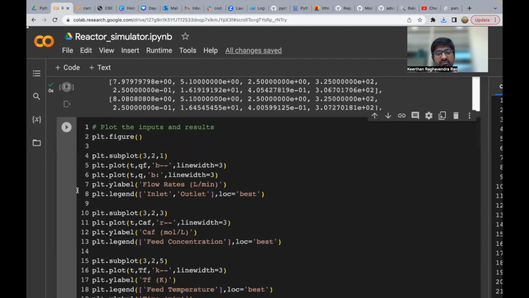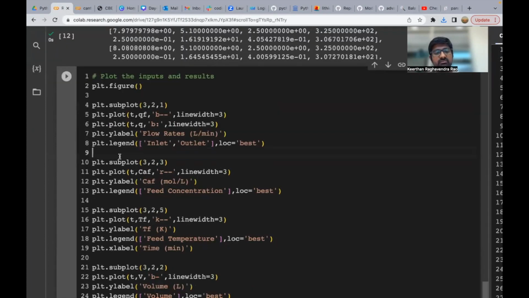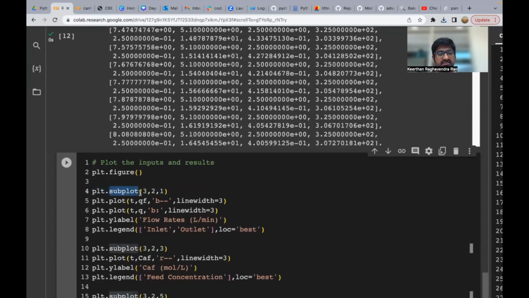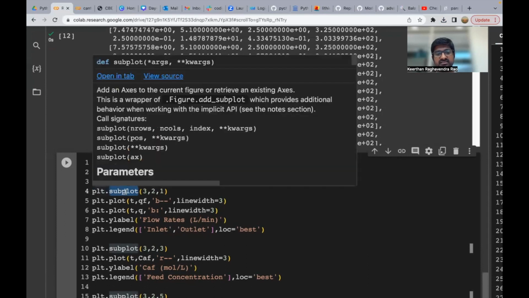And then here we're making a bunch of plots. Here's a new function that you can think of, and that's called subplot. The moment you use this function, Python will know that you're making multiple plots in a single figure. So the first line we say plt.figure. Then we say plt.subplot. This is a function that adds an axis to the current figure or retrieves an existing axis. So subplots is basically like having multiple plots in one figure.